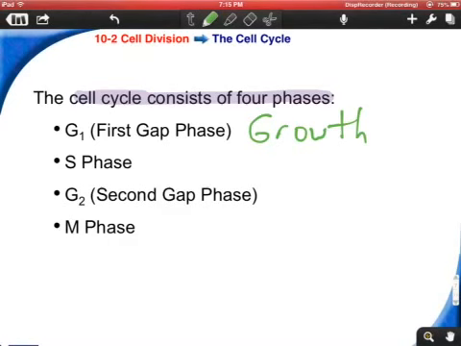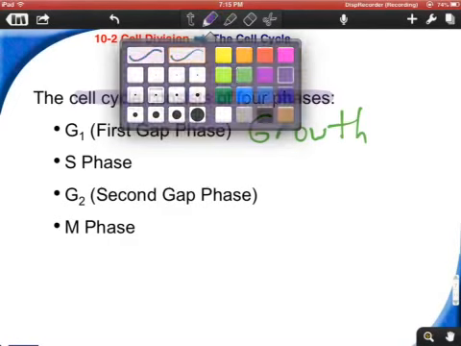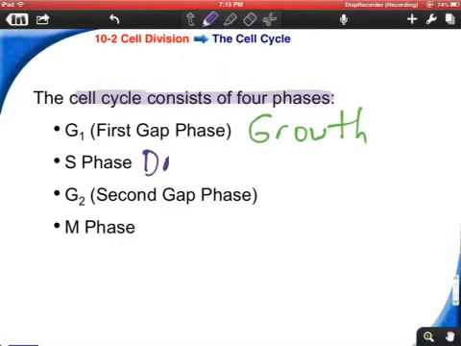Proteins are made. The cell just kind of lives out its life. But once the cell gets too big and needs to divide in order for that organism to grow, it's going to enter the S phase. And the first thing that must happen is that DNA must be copied. This ensures that every new cell that's developed has the same exact copy of DNA.